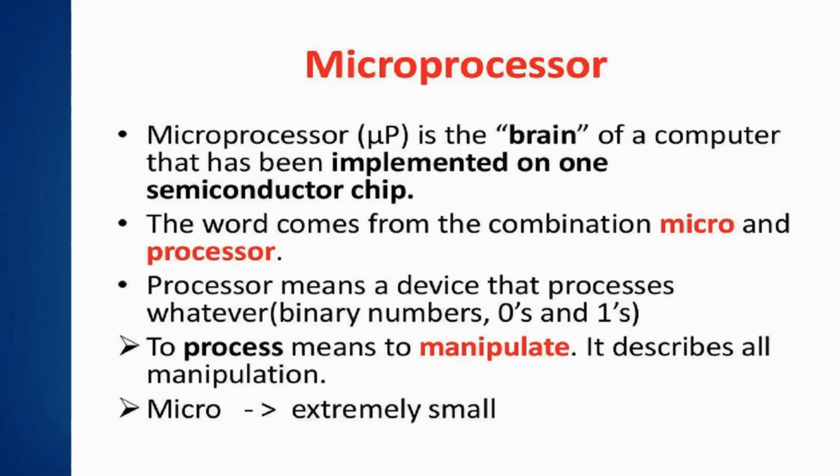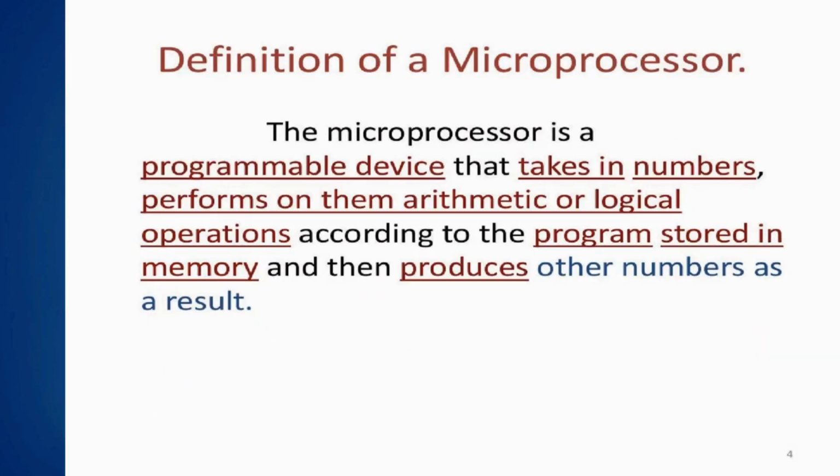A microprocessor is the brain of the computer, implemented on one semiconductor chip. Understand it is a semiconductor chip, a programmable device that can do mathematical operations like arithmetic and logical operations. The program is stored in a memory and it will produce some results. So this is the definition of a microprocessor.